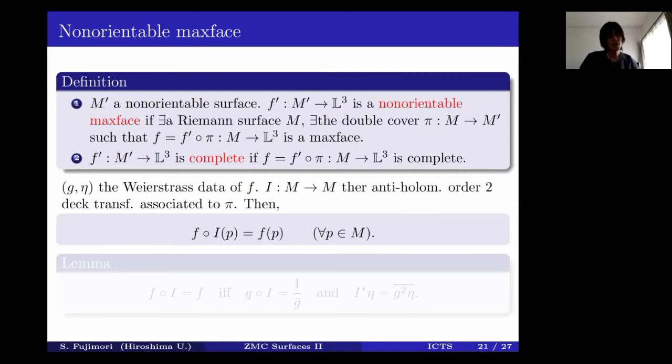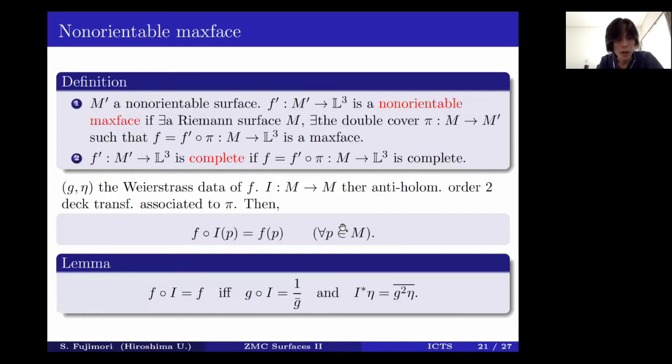Okay, then now let g and eta be the Weierstrass data of F, and I the anti-holomorphic order 2 deck transformation associated to pi. Then, like in the minimal surface case, this holds for any p. And the lemma: this holds if and only if the Weierstrass data and I satisfy these two conditions. In the minimal surface case, we have a minus here, so I is the antipodal map. But now we have no minus here. So the unit circle is invariant under this I. So this is a big difference.